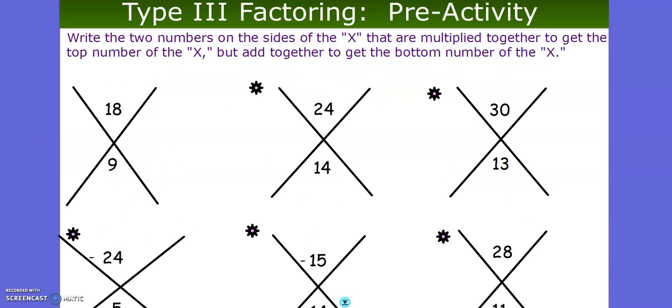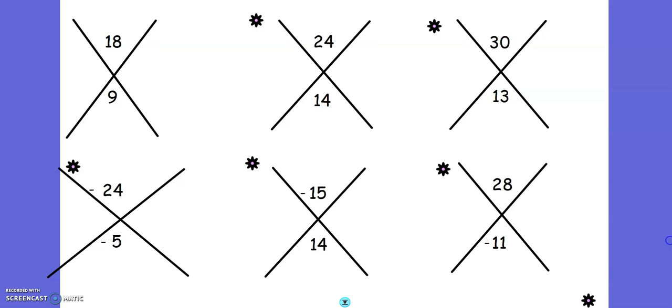Go ahead and practice this idea on the next 6 X boxes. Remember, you want to multiply to get the number on the top, but add to get the number on the bottom. Pause the video and try.